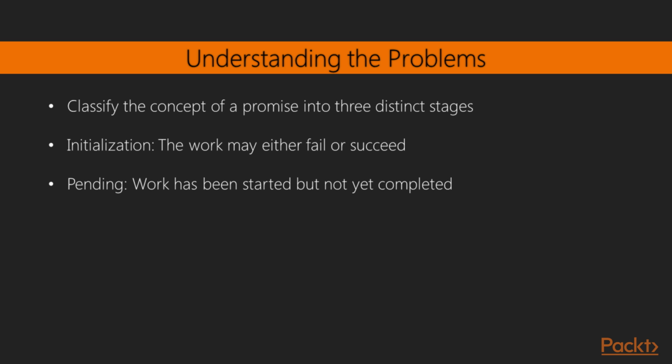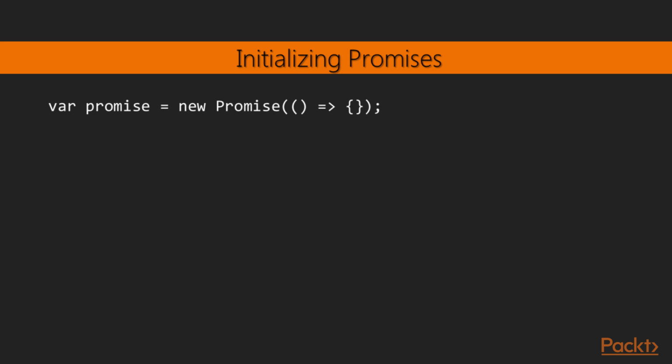The second stage is pending. You have started the work, but it has not been completed yet. Third is completed. The work is finished, and the promise assumes a final state. The completed state assumes two forms, resolved and rejected. These correspond to success and failure, respectively. There is more nuance to how promises work, but for now, this is sufficient to get into some of the code. Now we will see how to do it.